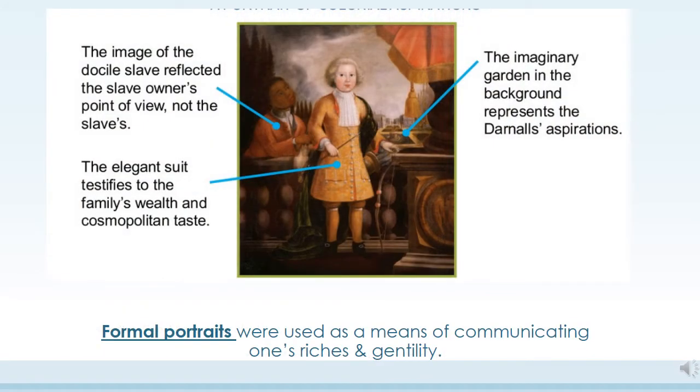For wealthy colonists, nothing was more effective at communicating one's riches and gentility than a formal portrait in the latest English style. Following the conventions of European portraits, men and women struck standard aristocratic poses, elegant ladies dressed in flowing gowns mimicking the style of their monarch, Queen Anne. Men and even young boys were painted wearing elegant outfits that reflected their wealth, status, and power.